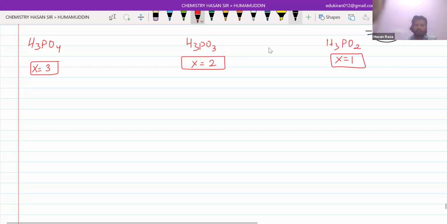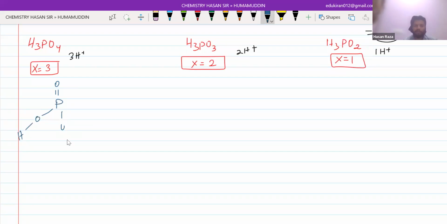Basically, this is an acid which will give you 3H plus, this will give you 2H plus, and this will give you 1H plus. That's why the value of X is 1 to 3 or 3 to 1. Now, how am I going to justify it? I'm going to justify this with the help of the structure. H3PO4 has this structure, and this has this structure. This structure is very important.